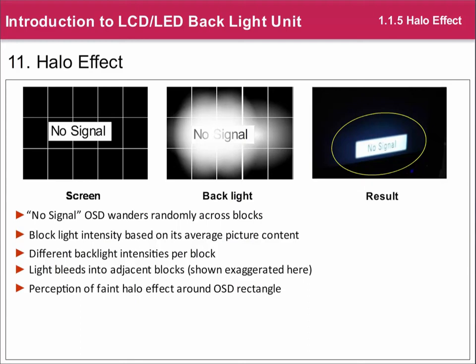The intensity of each LED block is calculated from the local average light intensity in the picture content. Here we see that the average intensity for the two blocks at the left-hand side of the on-screen display is higher than the average intensity for the right-hand block. The two left-hand blocks will thus be lit brighter than the right-hand block. Pixel compensation will greatly reduce this effect.